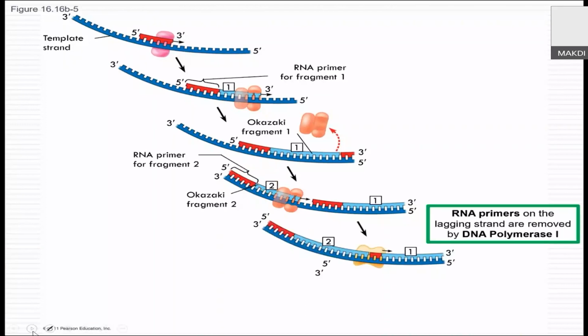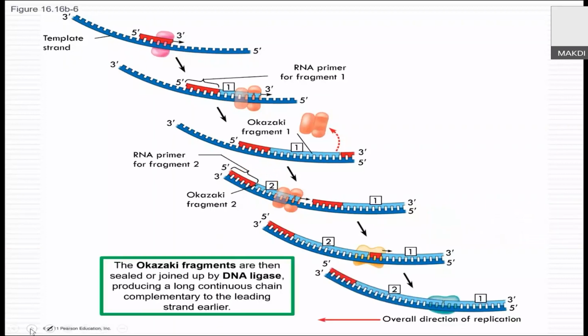Then the two fragments will be joined together. First, they remove the RNA primer yang merah tu, because we only want DNA. Then they join together by DNA ligase.